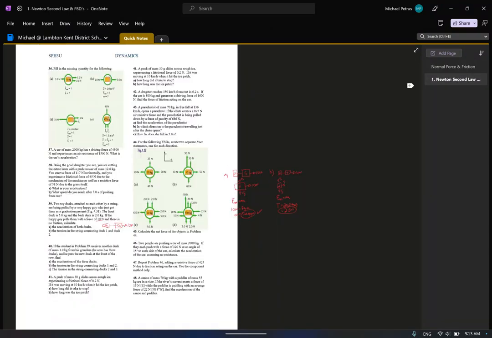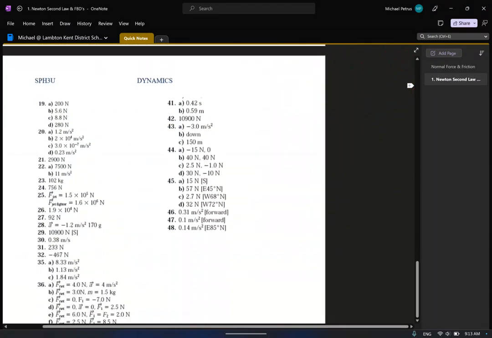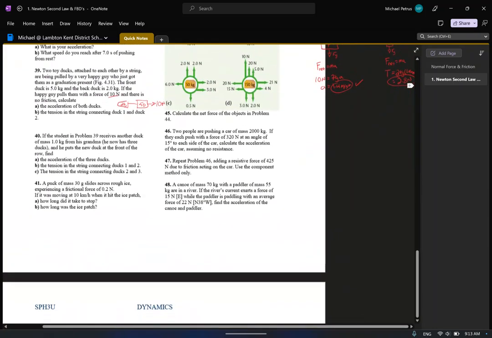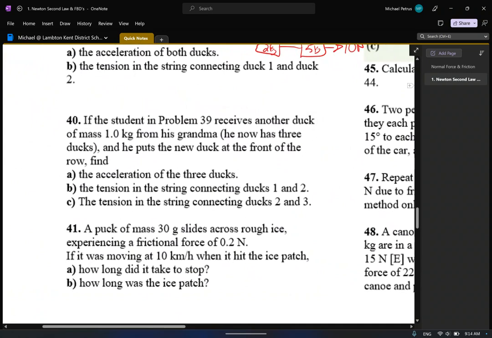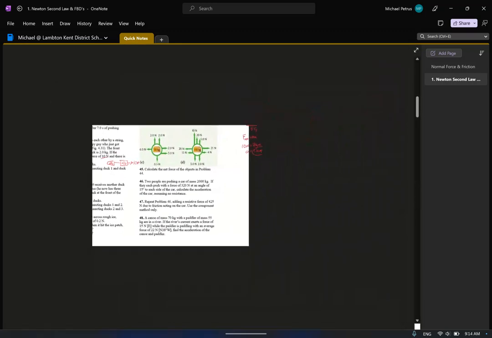But if you want to do another one without friction, I believe there's a third mass involved somewhere here. Where is that? Yeah, number 40 is the same idea where you add another duck to the row and then it says find the acceleration and find the tensions. So give that a shot if you haven't already.